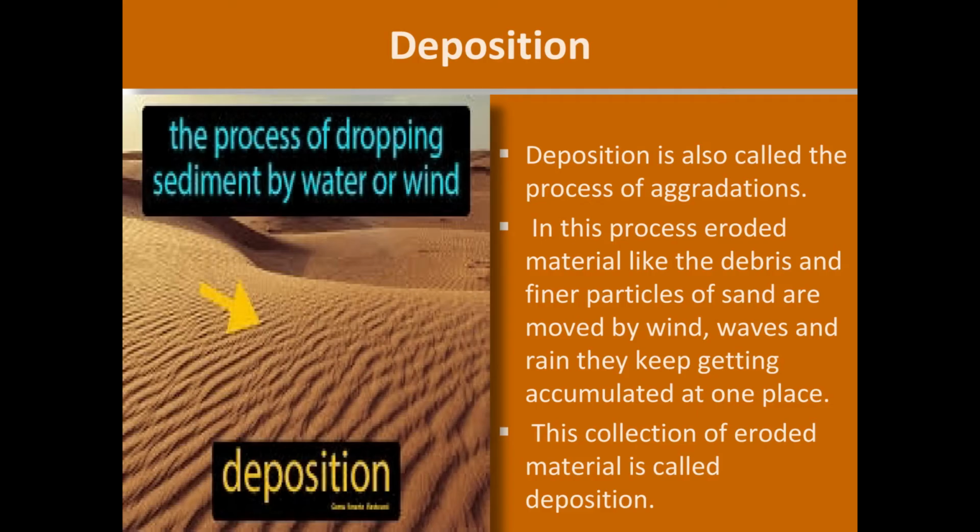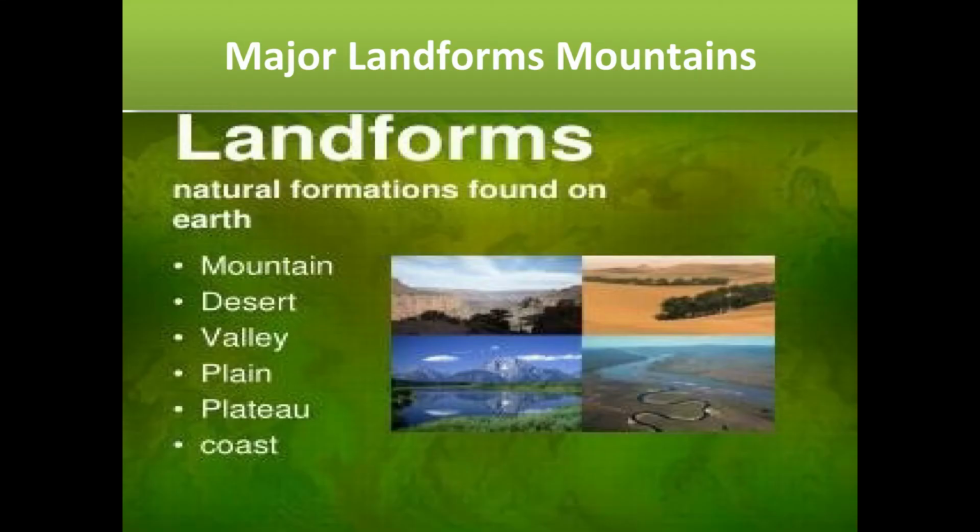Deposition. Deposition is called the process of aggradation. In this process, eroded material like the debris and finer particles of sand are moved by wind, waves, and rain, and they keep getting accumulated at one place. This collection of eroded material is called deposition. Major landforms. Landforms are broadly classified as mountains, deserts, valleys, plains, plateaus, coast, etc.